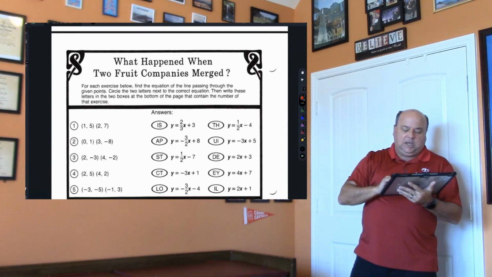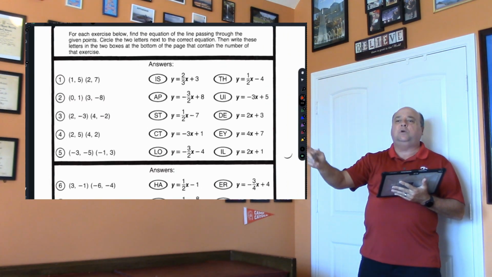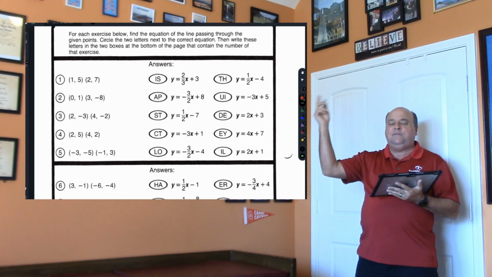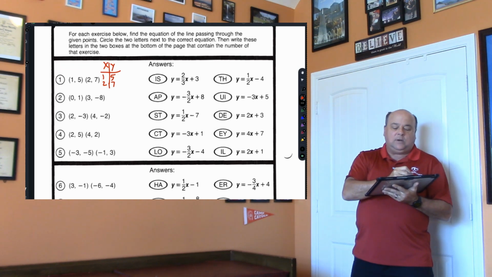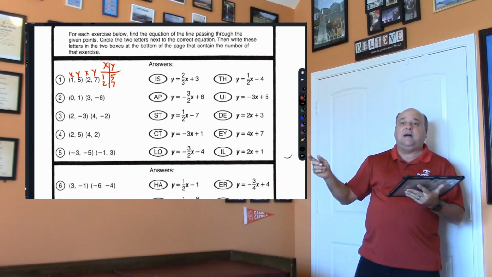Turn the page. Okay, on this one right here, what we're going to do is a spreadsheet and find the m and the b. So right here, I'm going to put x and y, and I'm going to put 1 and 5 and 2 and 7. Remember, the 1 and 5 don't go down, they go across. This is an xy, xy, right? So my x's are 1 and 2, and my y's are 5 and 7.